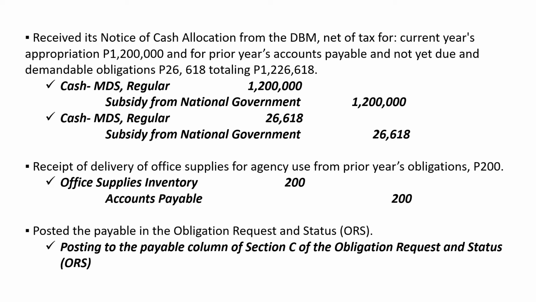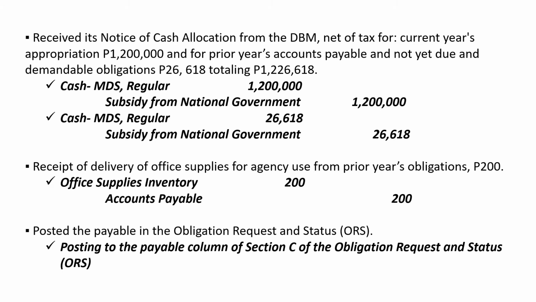Why? Because the financial statement and the elements of SUC are now affected. There is an increase in cash and there is an increase in revenue. So therefore, our entry would be as follows. Debit cash, MDS regular, 1,200,000; credit subsidy from national government, 1,200,000. We also debit, for the prior years accounts payable not yet due and demandable, cash, MDS regular, 26,618, and credit subsidy from national government, 26,618. Okay, so that's our entry.